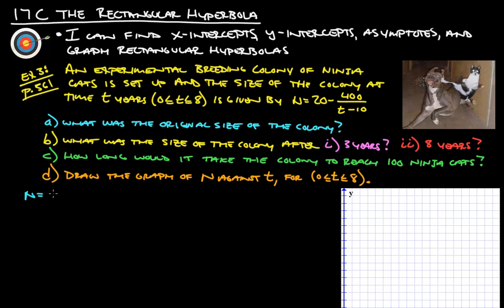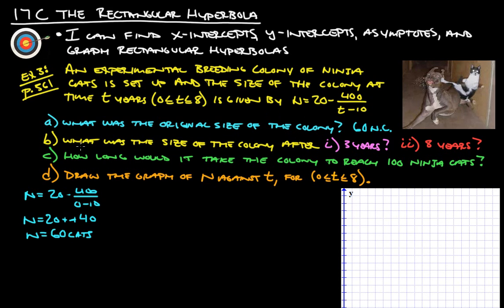So number of ninja cats is going to equal 20 minus 400 over 0 minus 10. So that's going to be 20 minus, let's see, 400 divided by negative 10. It's going to be negative 40, so it's 20 plus 40. So the number of original ninja cats is 40. Okay. Sorry, 60. 60 ninja cats.